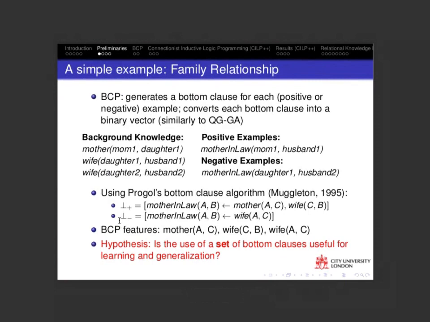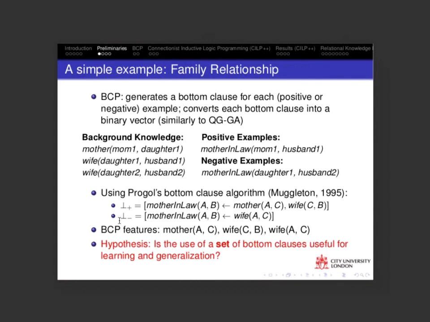So the idea here is that you have some background knowledge, and now we're talking about positive and negative examples, which are ILP-style examples. And we generate a bottom clause instead of just one, a bottom clause for each example. So given the positive example, in the usual way, together with the background knowledge, mother-in-law AB if mother is C and wife CB is one such bottom clause associated with that positive example, but equally mother-in-law AB if wife AC is another bottom clause associated now with a negative example.